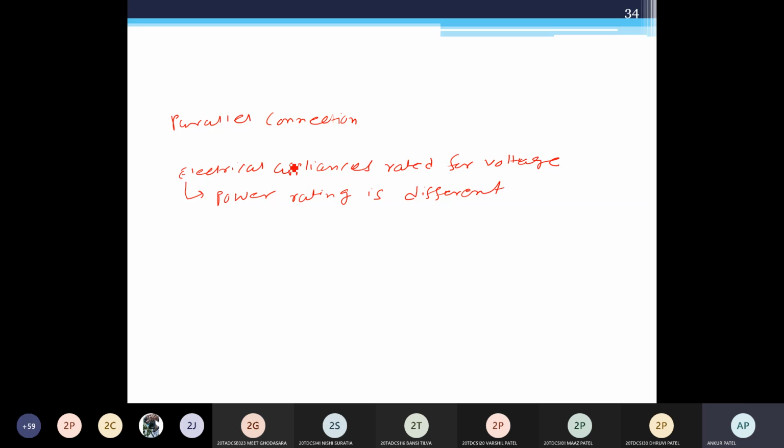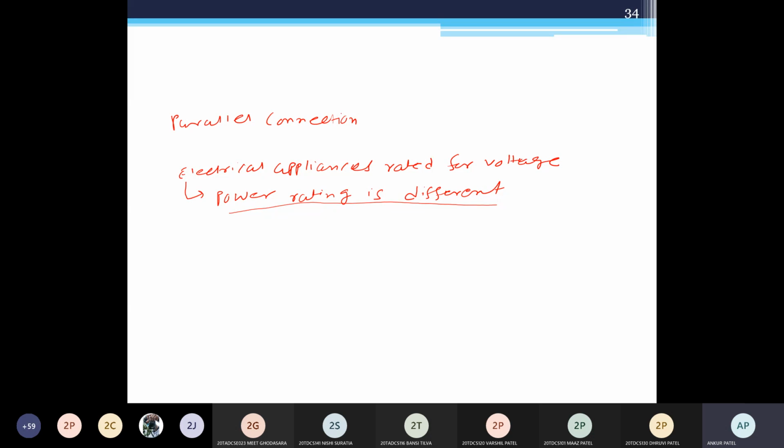So in parallel connection, we can connect electrical appliances rated for the same voltage but with different power ratings, and they can perform without affecting the other appliances. Suppose we are connecting one bulb of 100 watt, a second bulb of 60 watt, and a third bulb of 10 watt. Each bulb's rated voltage is 230 volt, but the power rating is different. So according to the power rating, it will consume the power, according to P equals I squared R, or P equals VI. But the rated voltage is 230 volt.